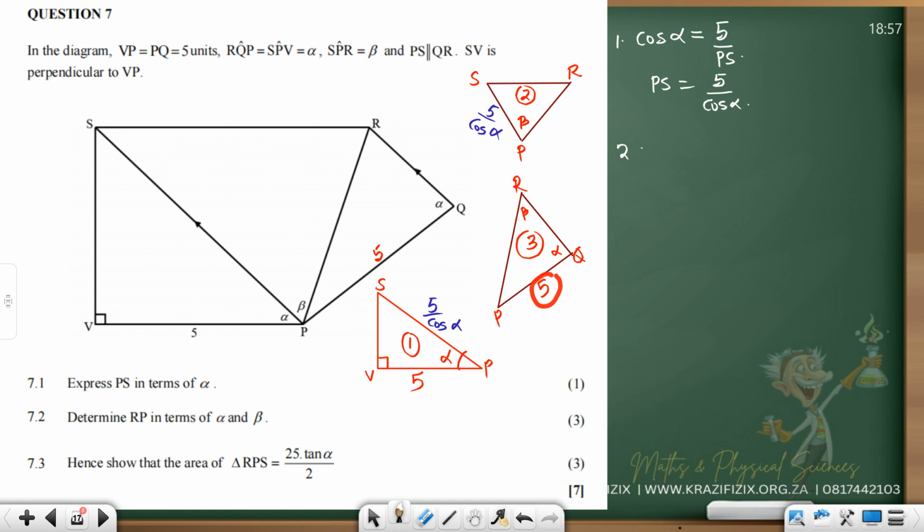I don't know if it makes sense. RP is the side, but I have the angle, the opposite angle, sine alpha. Then I have PQ, which is 5, and I have the opposite angle. What am I looking for? RP. Just move the sine alpha. So what do we have? 5 sine alpha over... 3 marks in the bag.